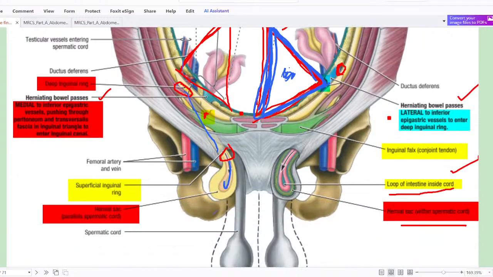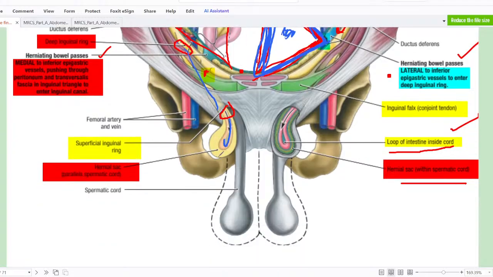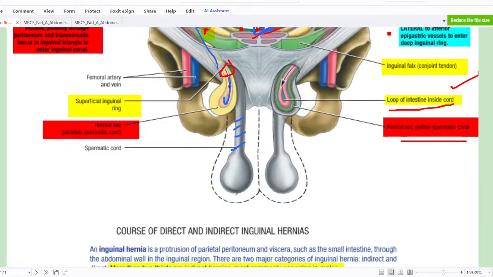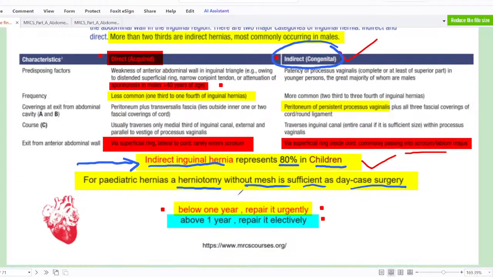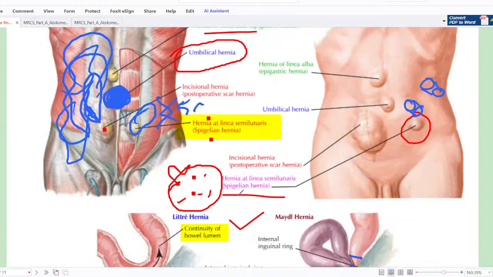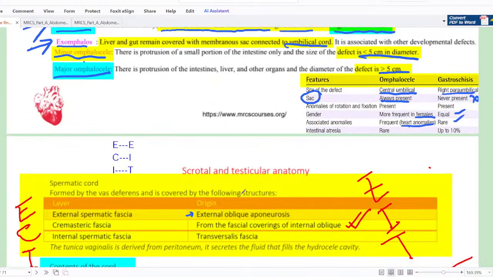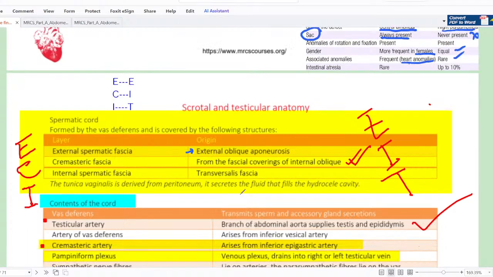Now we have seen, what is the content of the inguinal canal in case of male? Spermatic cord and ilioinguinal nerve. Yes, the spermatic cord has three layers, right? Can you remember the names? External spermatic fascia, cremasteric fascia, and internal spermatic fascia. Excellent. Exactly this one we will read here.